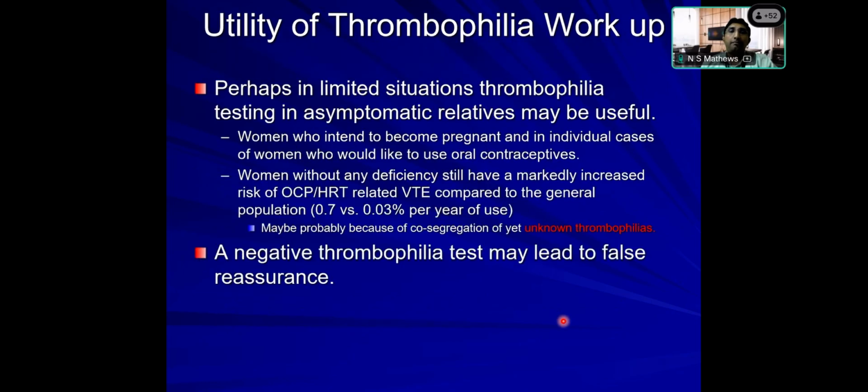So then, perhaps in limited situations, thrombophilia testing in asymptomatic relatives may be useful. For example, women who intend to become pregnant and in individual cases of women who would like to use oral contraceptives. Because oral contraceptives per se, as in the next line you can see, have a higher risk of VT compared to the general population, 0.7 versus 0.03% per year of use. So a negative thrombophilia test may lead to false reassurance. That if you get your negative thrombophilia report, you can have a false sense of security that I will never get a thrombotic episode, which could be false because it could be a temporary thing, or at that point of time of testing, it would have been normal.